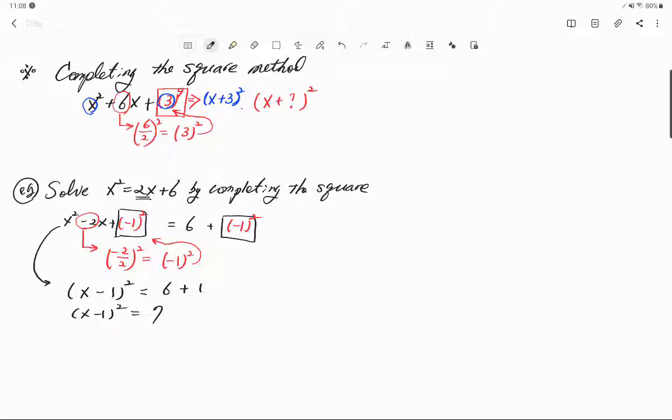Now we can remove the power 2. Then we have x minus 1 on the left side of the equation. Then the right side becomes plus or minus square root of 7. Then move minus 1 to the right, so plus 1 each side. Then 1 plus or minus square root of 7. So the solutions are 1 plus square root of 7, and the other one is 1 minus square root of 7.